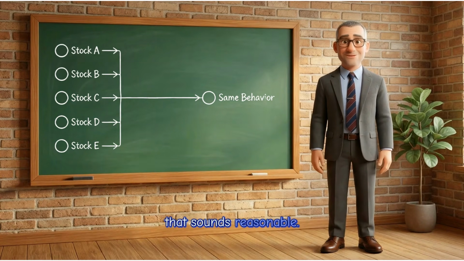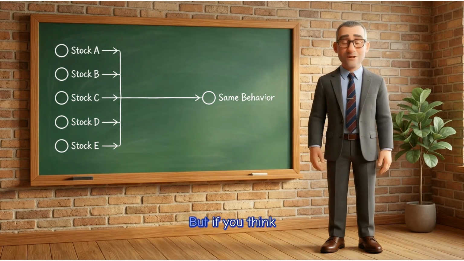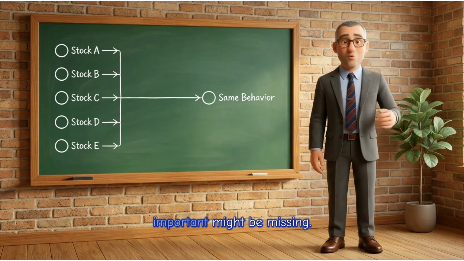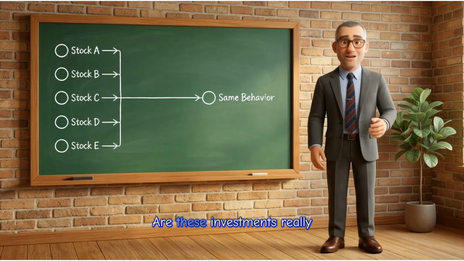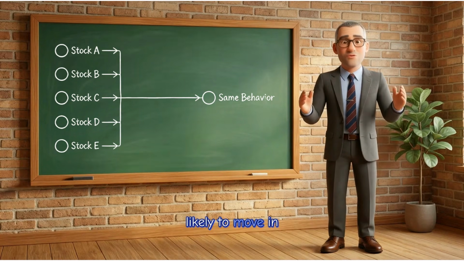At first, that sounds reasonable. After all, they bought 5 different stocks. But if you think about it carefully, something important might be missing. Are these investments really diversified? Or are they all likely to move in the same direction?